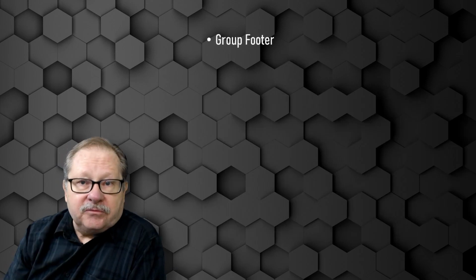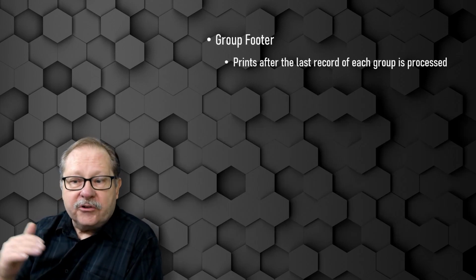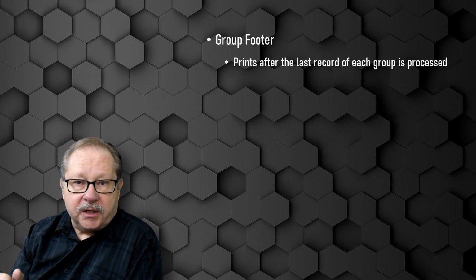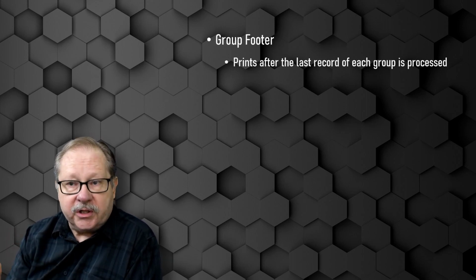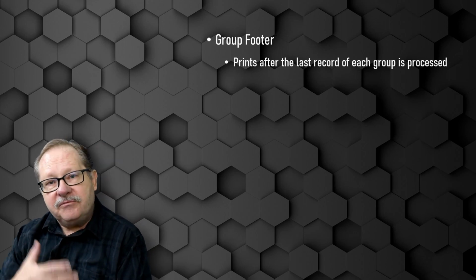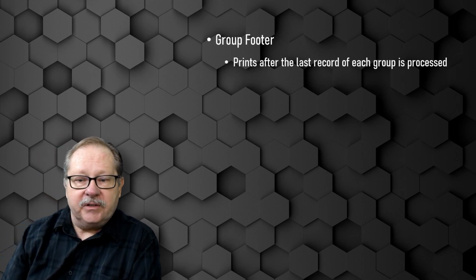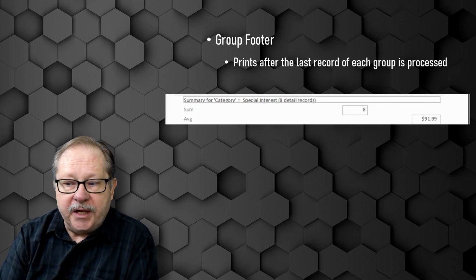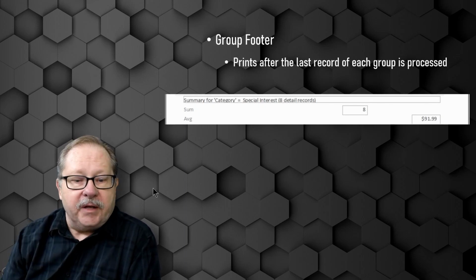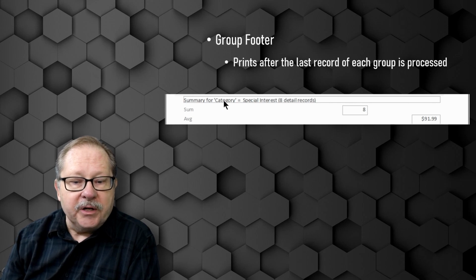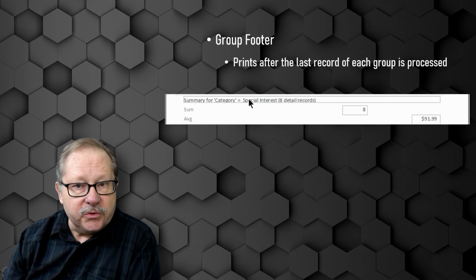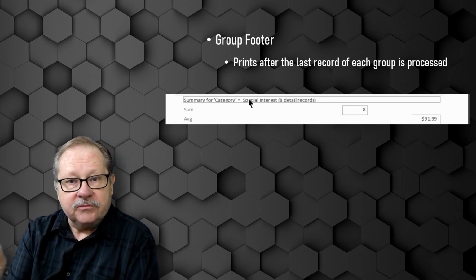Now you have group footer. The group footer prints after the last record of each item. Now, here's where you can start really putting some formula information that begins to fill out the data and fill out the information for the users. In this case, here's the way a group footer would look like. And here it has summary for category, special interest, 8 detail records. That's coded into this particular footer.